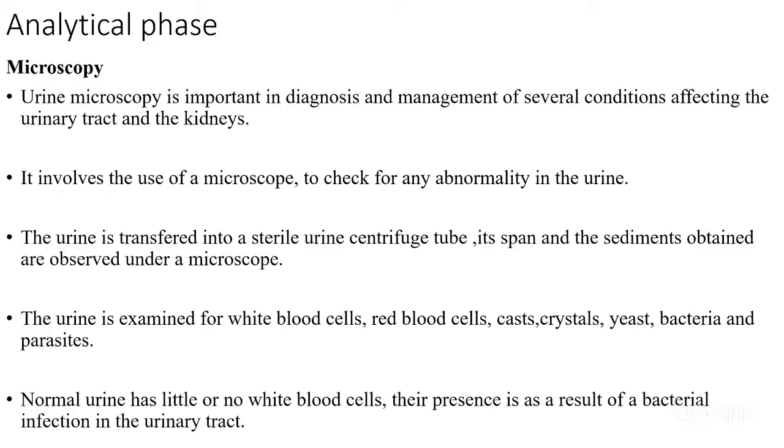Normal urine has little or no white blood cells. It also doesn't have red blood cells. If there are white blood cells in high numbers, you might start suspecting that we have a urinary tract infection.